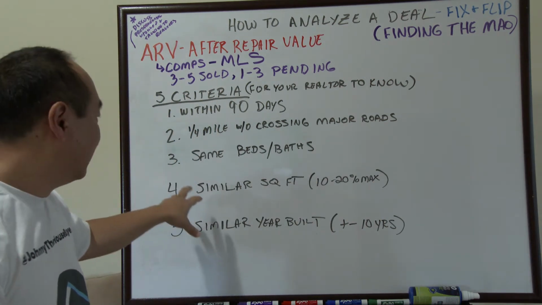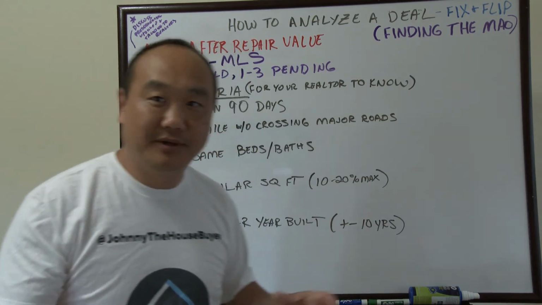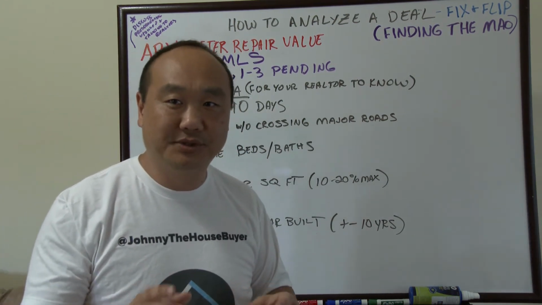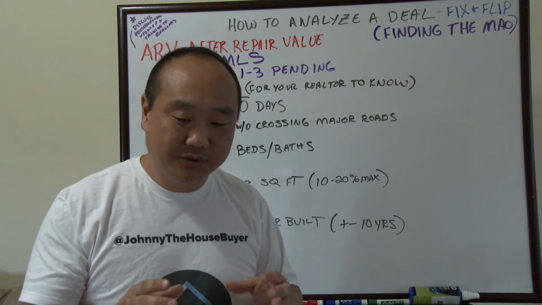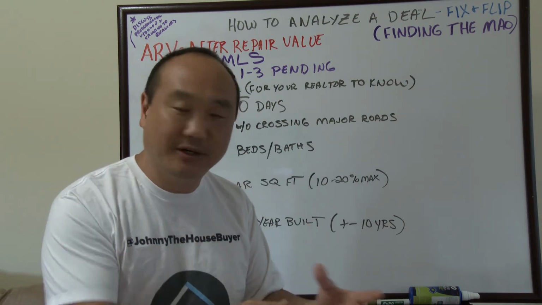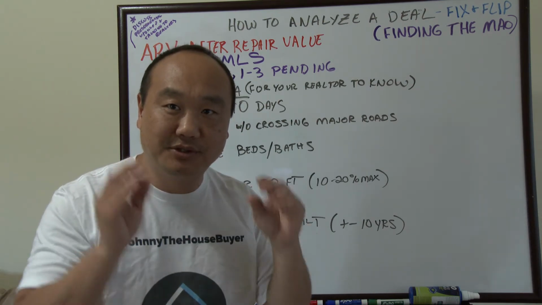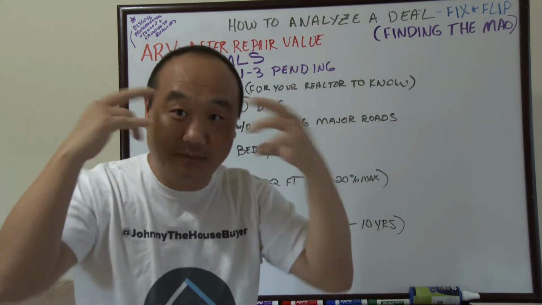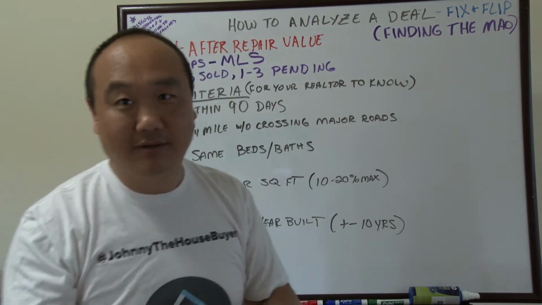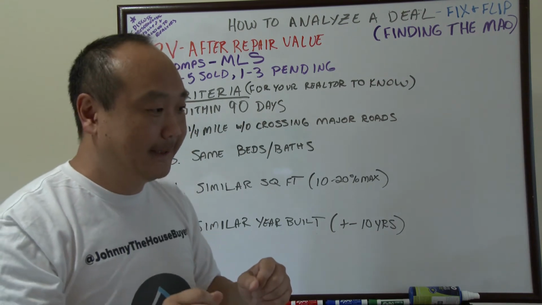Number 4, similar square footage. Same kind of thing, right? You don't want to say, I want to run a comp on this 900 square foot house compared to this 4,000 square foot house, right? That just, it doesn't work out very well like that.